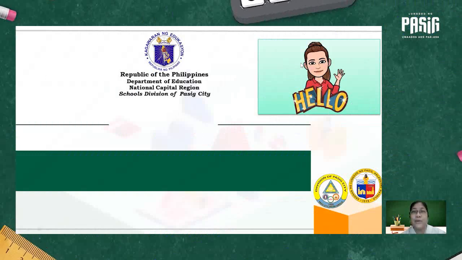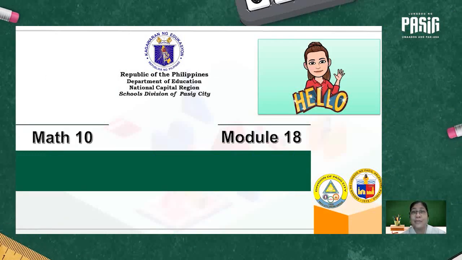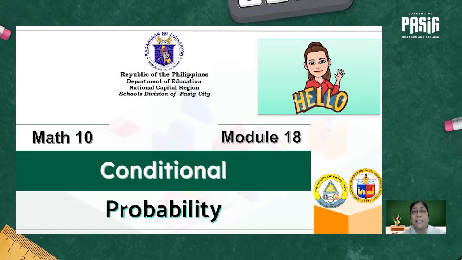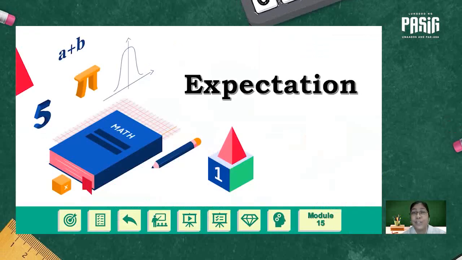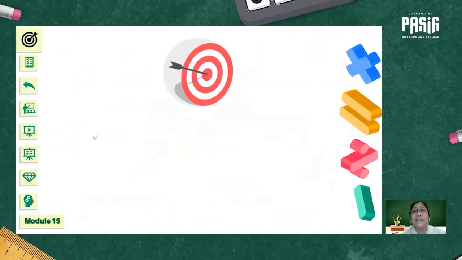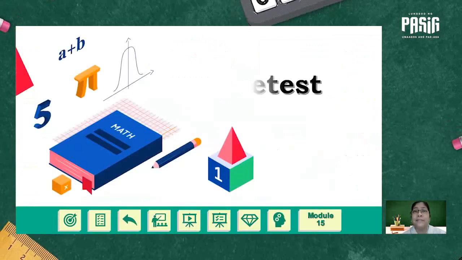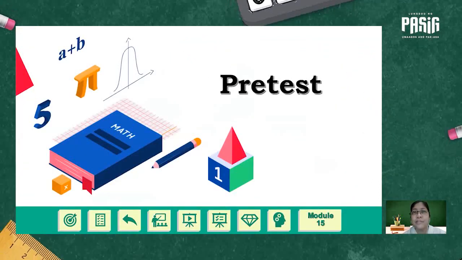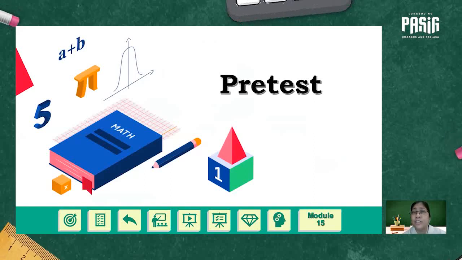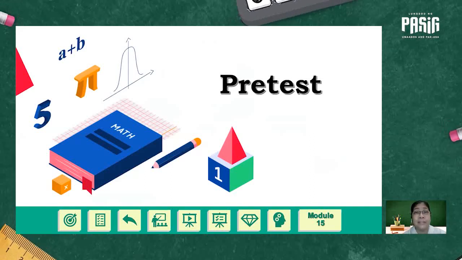Hi everyone, we are now ready for Module 18, which is about conditional probability. After watching this video, you are expected to solve problems involving conditional probability. Let's have some practice first for you to have an idea of what conditional probability is all about.